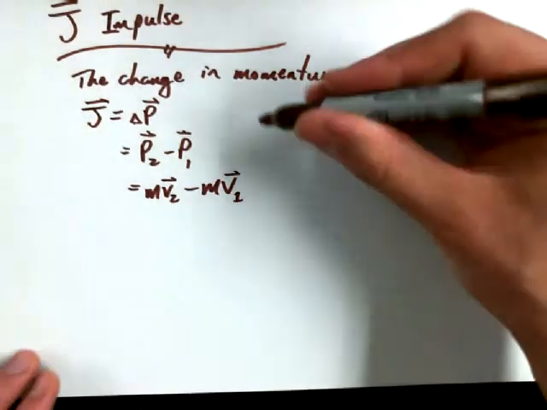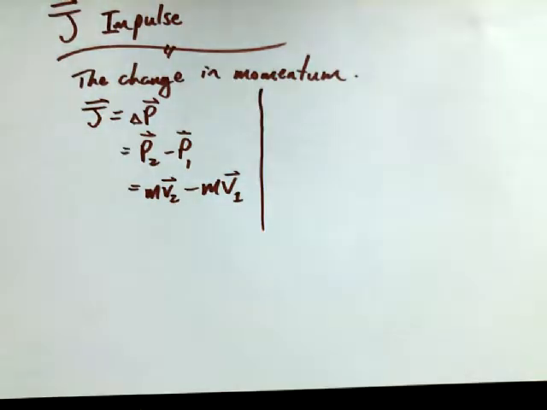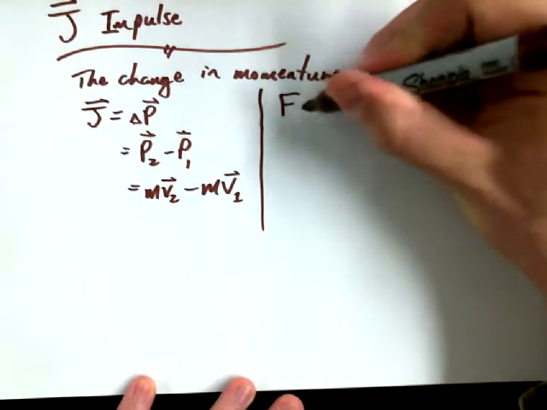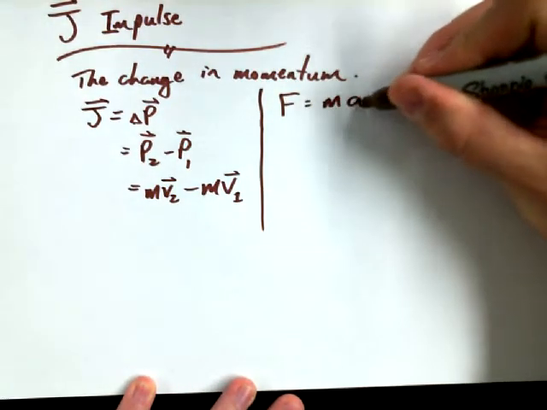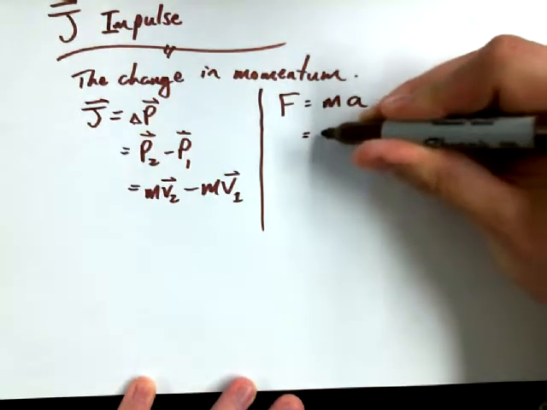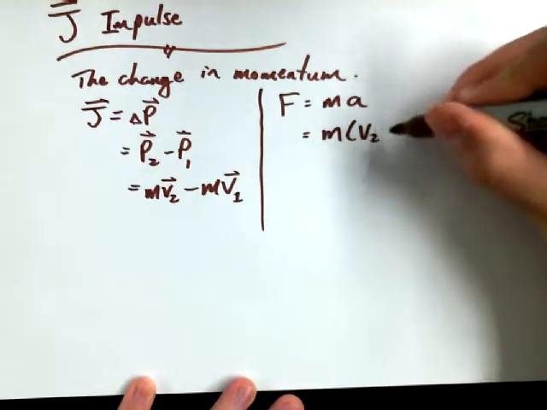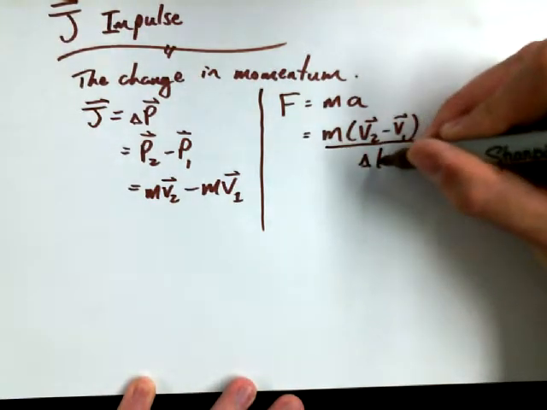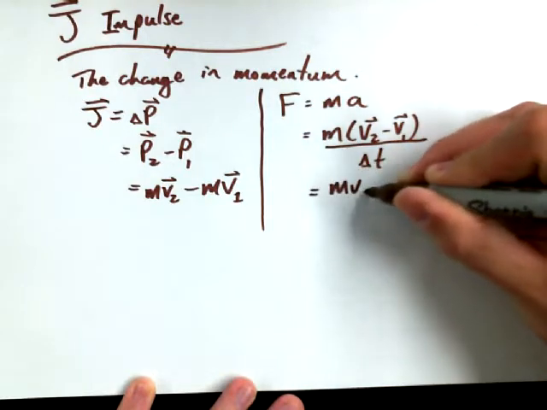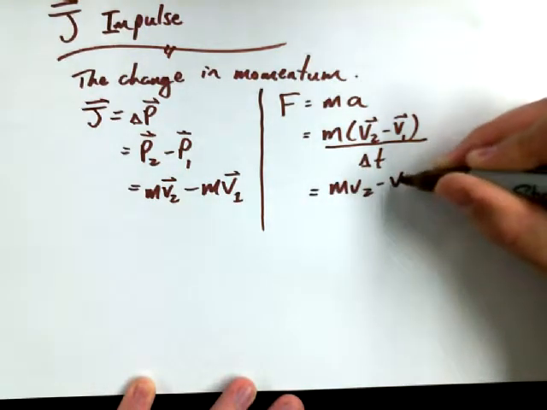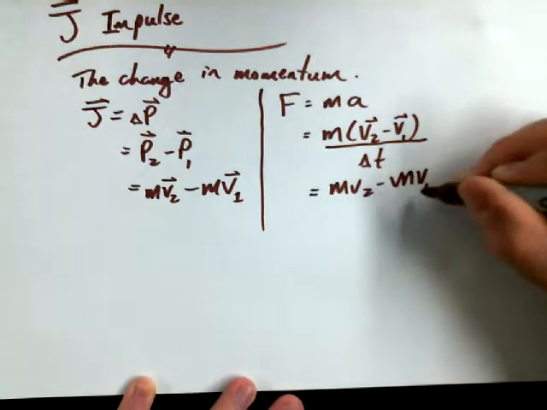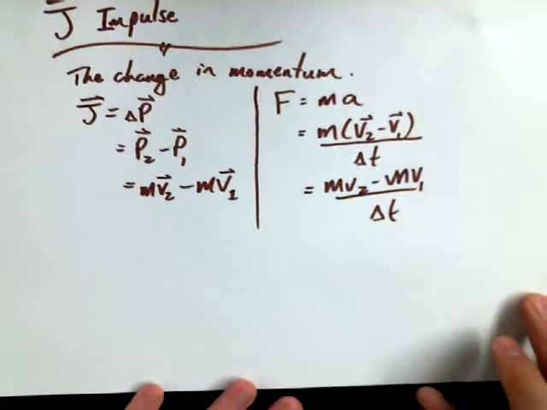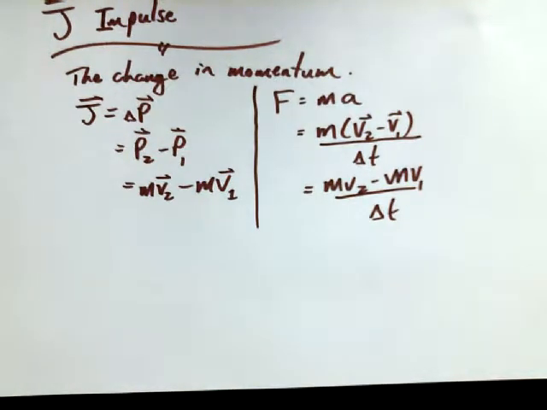We also talked before about how change in momentum relates to Newton's second law. And actually maybe even Newton would have said it this way. Instead of saying F equals ma, you'd be likely to say something along the lines of m times v2 minus v1 all over delta t, which would end up being mv2 minus mv1 all over delta t. And you can see I've written these side by side, so you can see the side by side comparison.